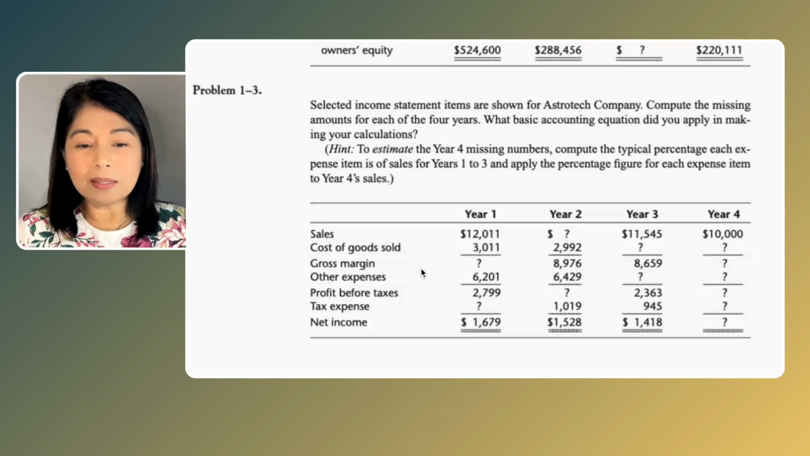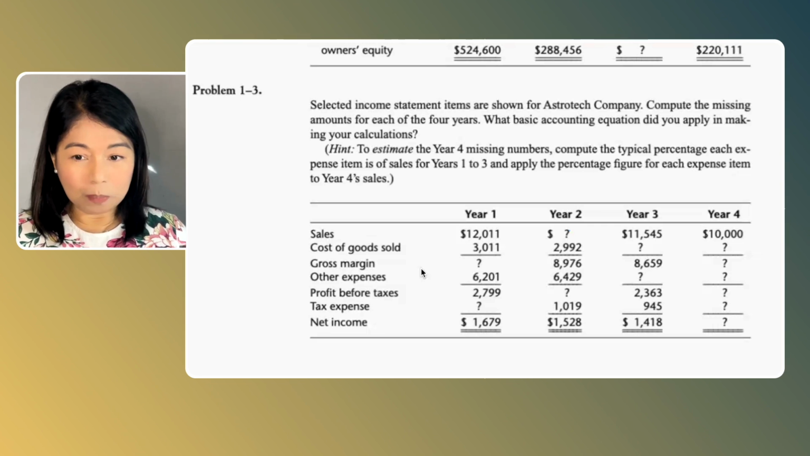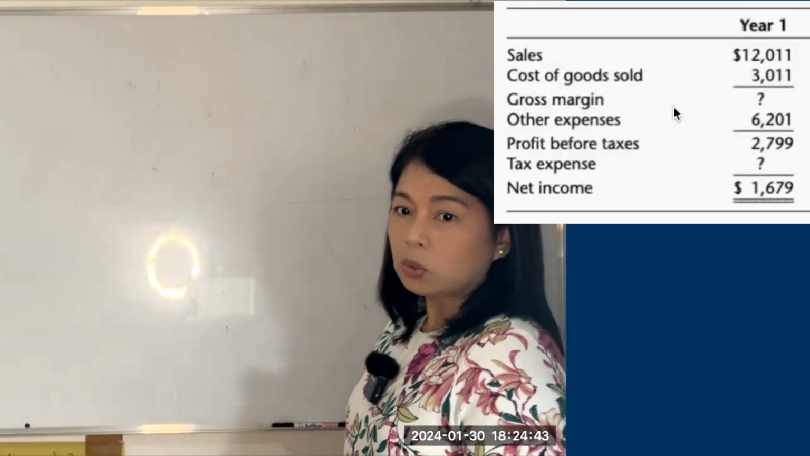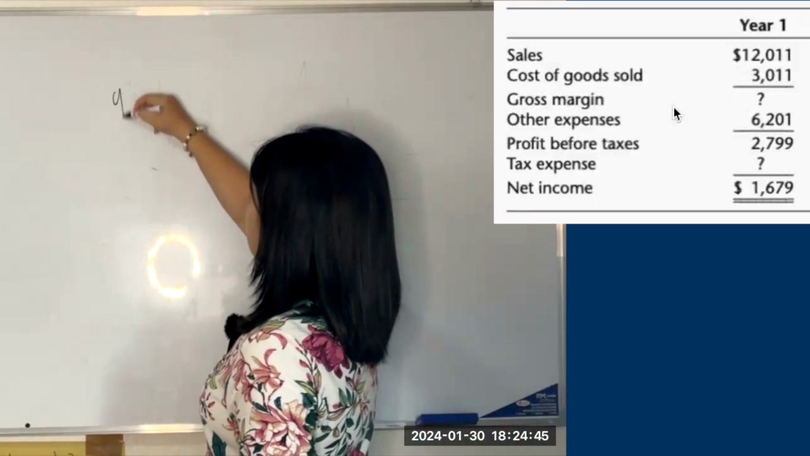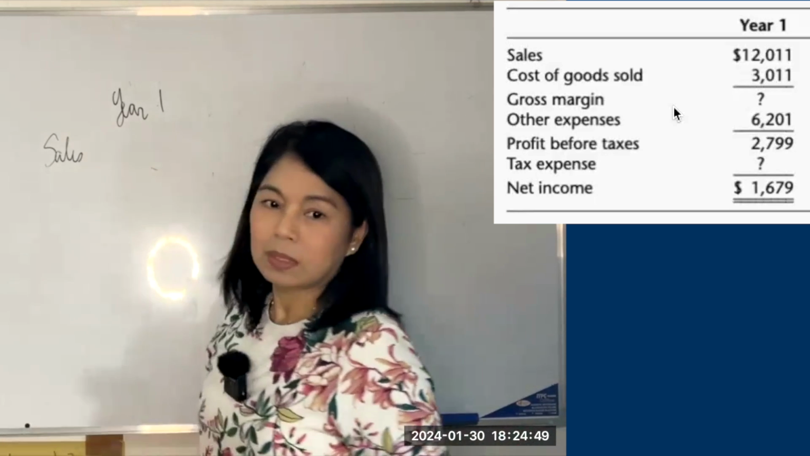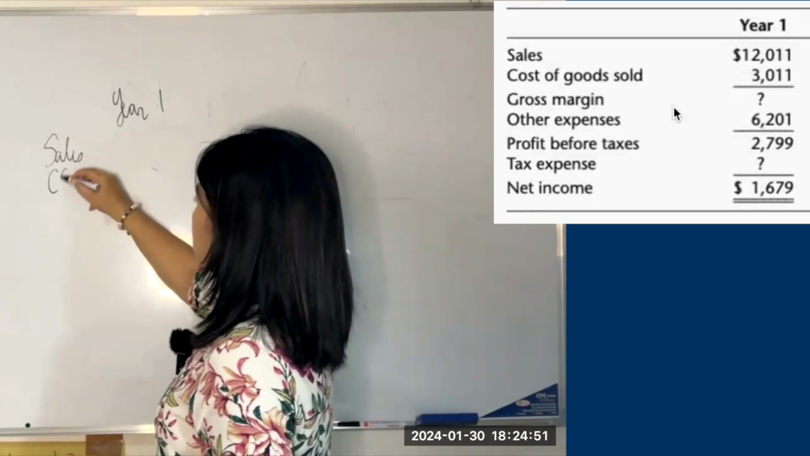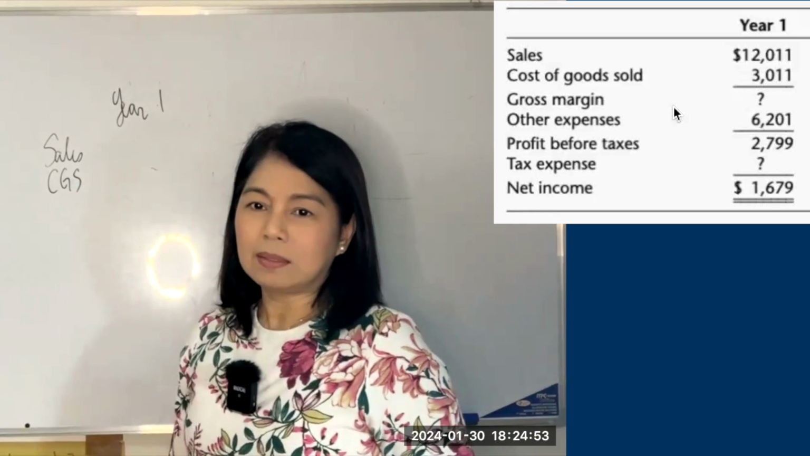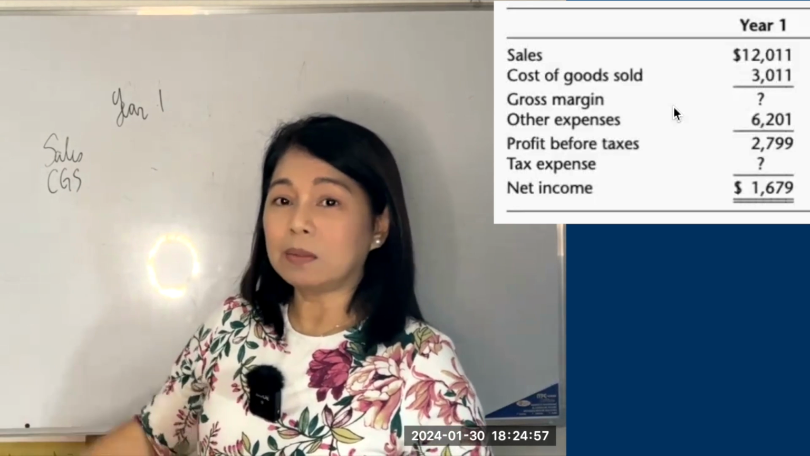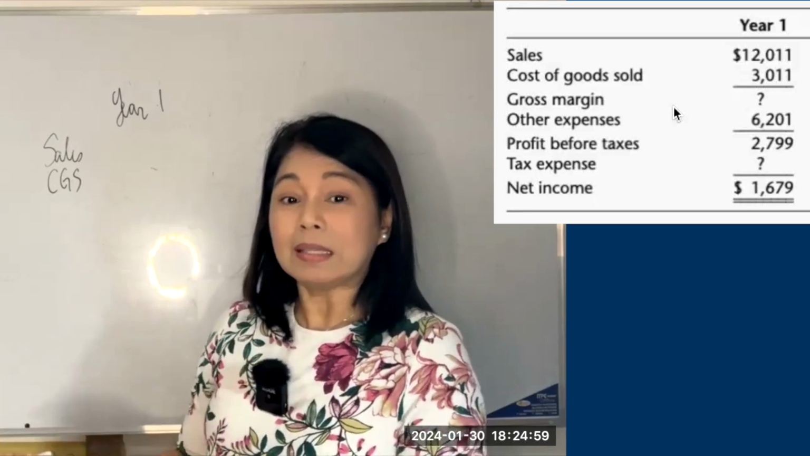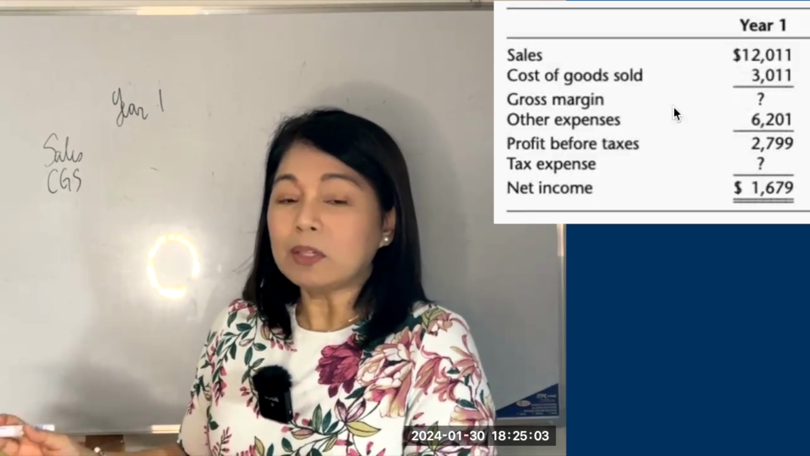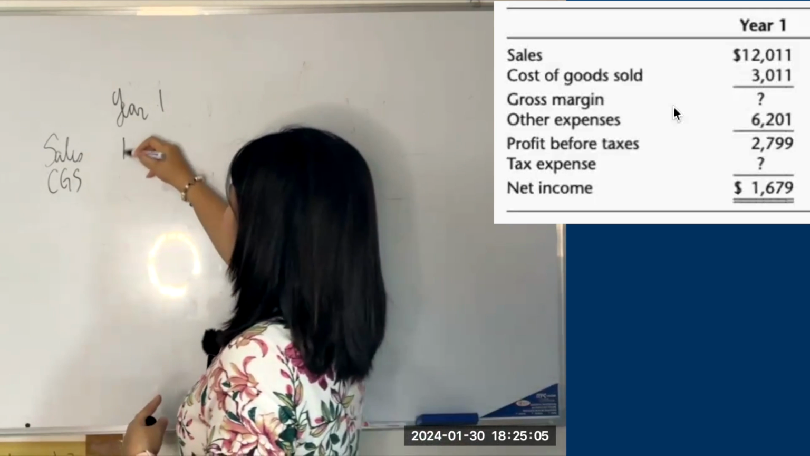But how easy this is, let us try to use the whiteboard. So I am now in year 1. Sales less cost of goods sold. This is a manufacturing company. The cost of the items you have sold for a profit is this 3,011. So you have sold $12,011.